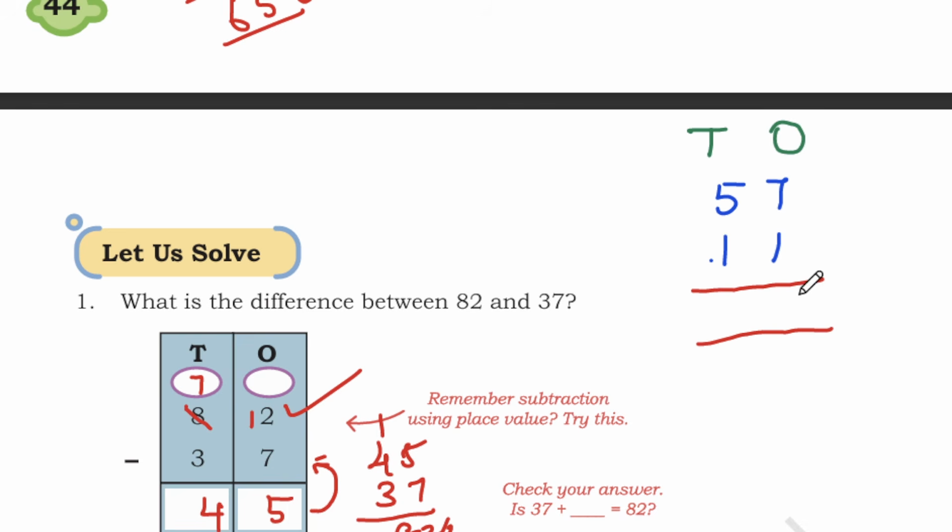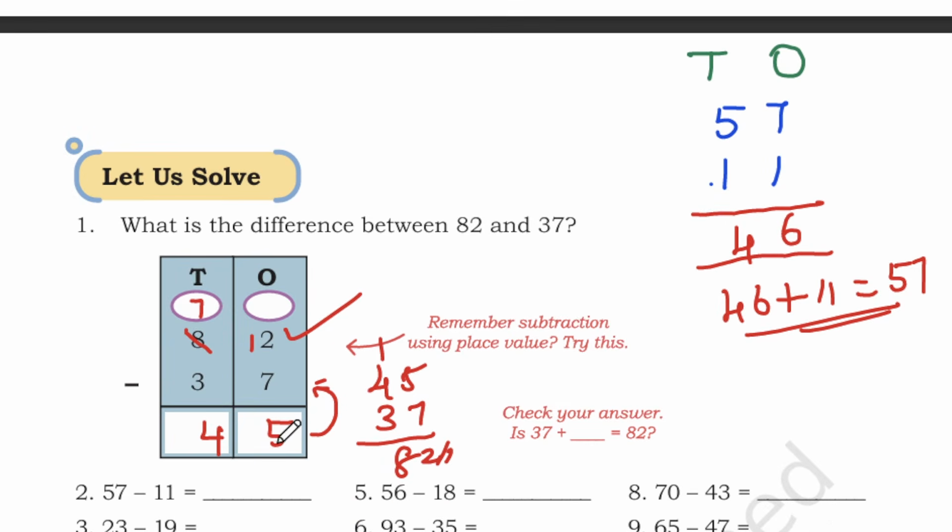So 7 minus 1 is 6. 5 minus 1 is 4. So we are getting 46. So what is the rule now? 46 plus 11 equal to 57. Okay. So this one is 46. Next question. I'm going to do only few sums, students, not all the sums.